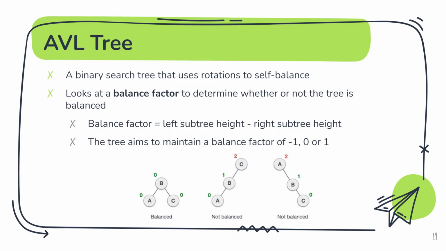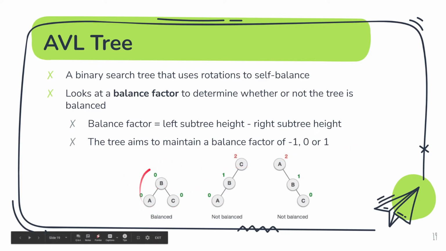It takes a look at the balance factor in order to determine whether or not a tree is balanced. So the balance factor can be calculated by taking the left subtree height and subtracting the right subtree height. The tree aims to maintain a balance factor of either -1, 0, or 1. If it finds that it doesn't have this balance factor, it will perform rotations in order to balance itself.